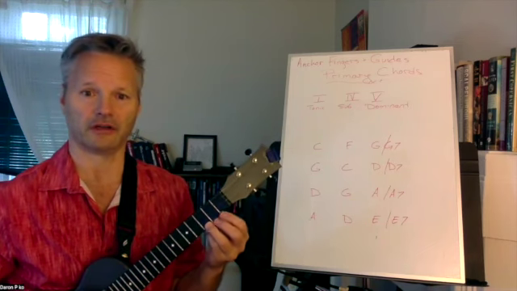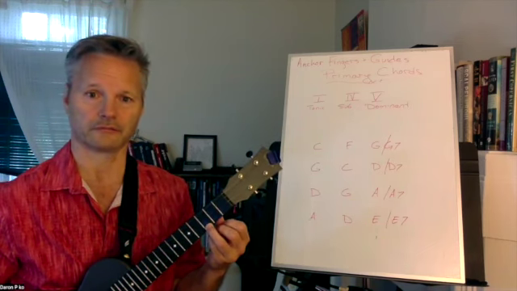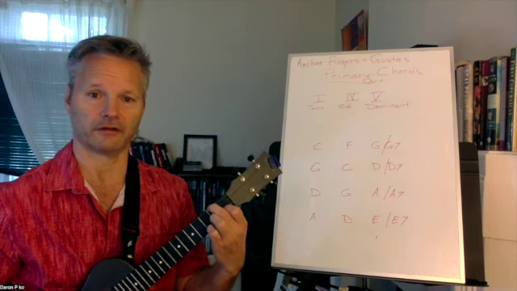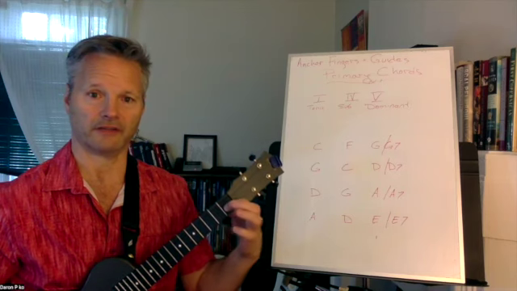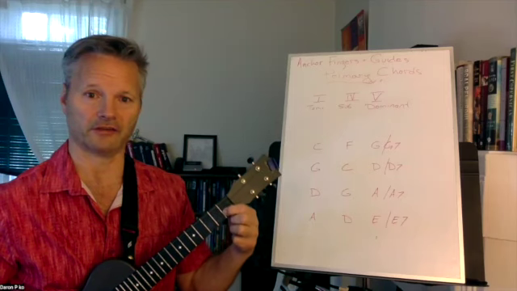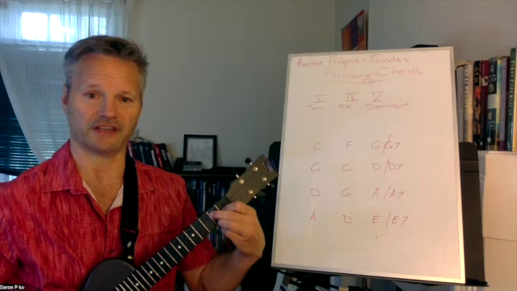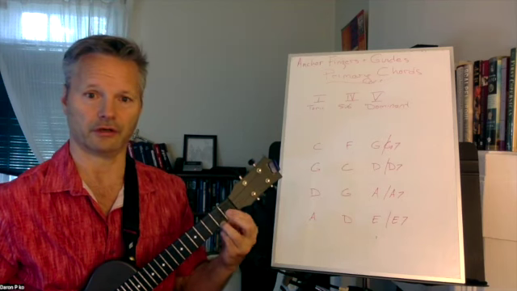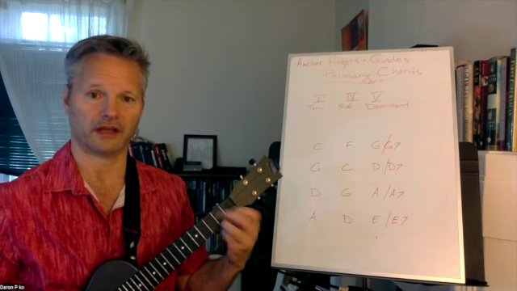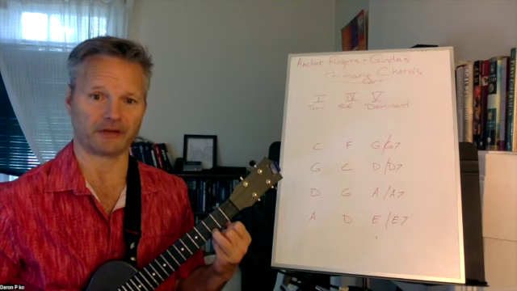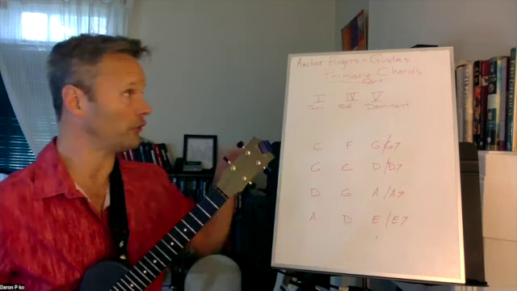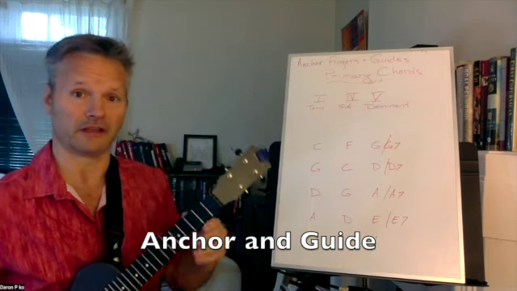The C chord, F. If I leave my pointer on that F note on the second string, I can turn into the G7. Got a 2, a 1, and a 2. And I slide that back into C. So there we have both of these concepts, the anchor finger and the guide finger.